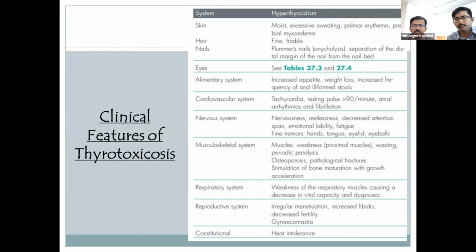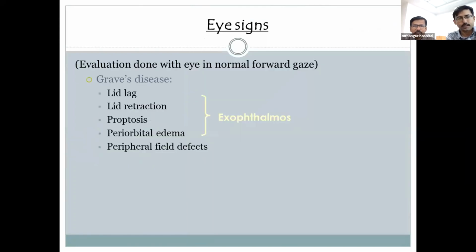Musculoskeletal system, there is proximal muscle weakness, wasting, and periodic paralysis. Respiratory system, there is weakness of the respiratory muscles. Reproductive system, gynecomastia and irregular menstruation are important features, and overall there is heat intolerance. Now, eye signs are something that is very important in case of thyrotoxicosis, specifically seen in Graves' disease.